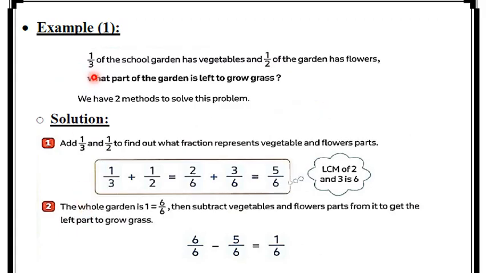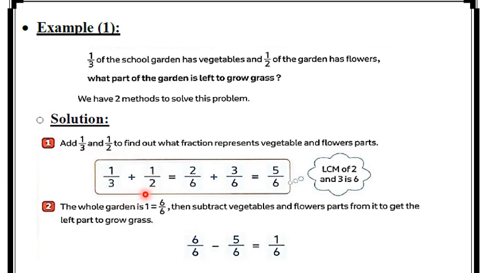Example 1. 1 over 3 of the school garden has vegetables and 1 over 2 of the garden has flowers. What part of the garden is left to grow grass? We have two methods to solve this problem. The first one, we have to add 1 over 3 and 1 over 2.